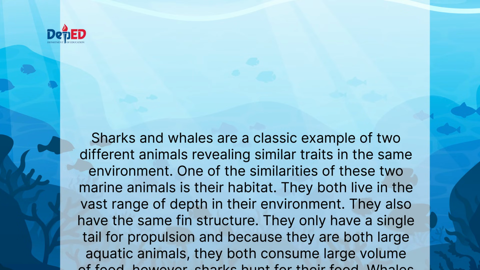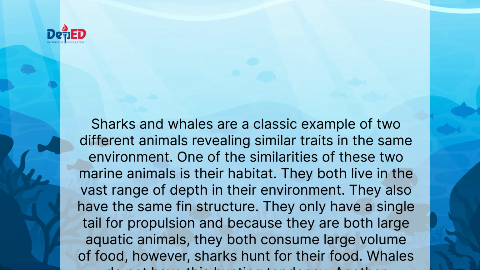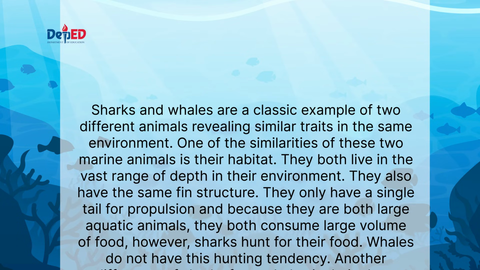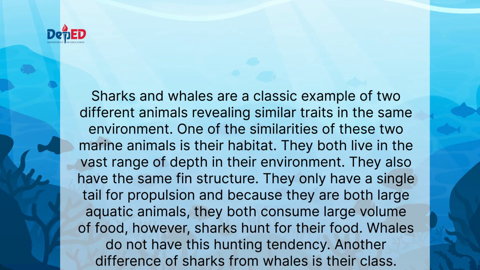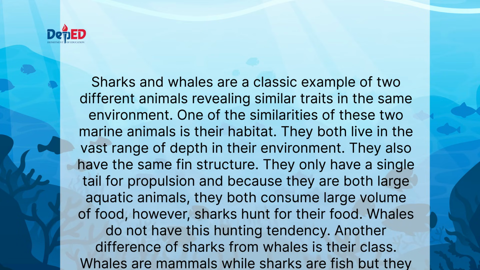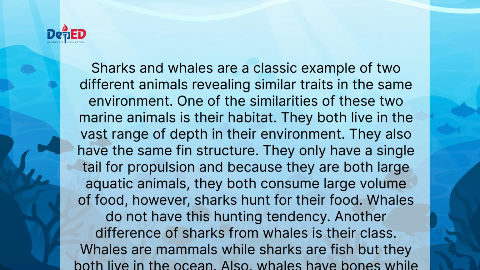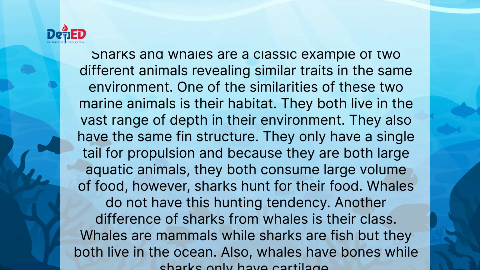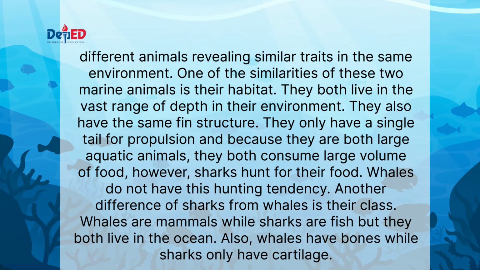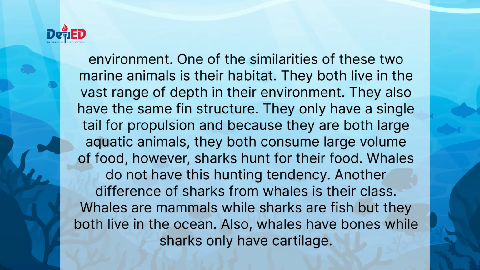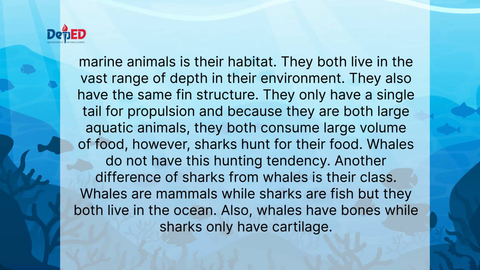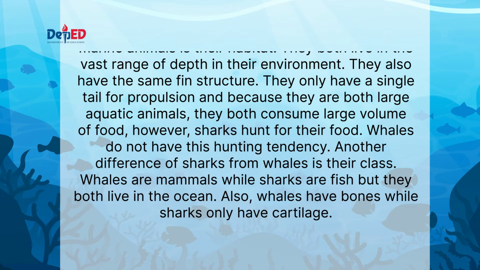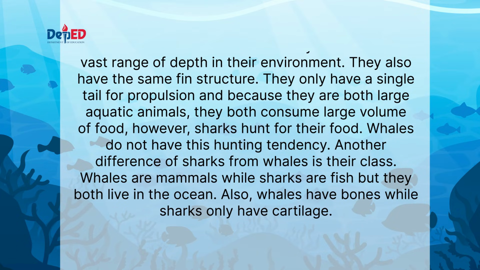Sharks and whales are a classic example of two different animals revealing similar traits in the same environment. One of the similarities of these two marine animals is their habitat. They both live in the vast range of depth in their environment. They also have the same fin structure. They only have a single tail for propulsion, and because they are both large aquatic animals, they both consume large volume of food. However, sharks hunt for their food. Whales do not have this hunting tendency.